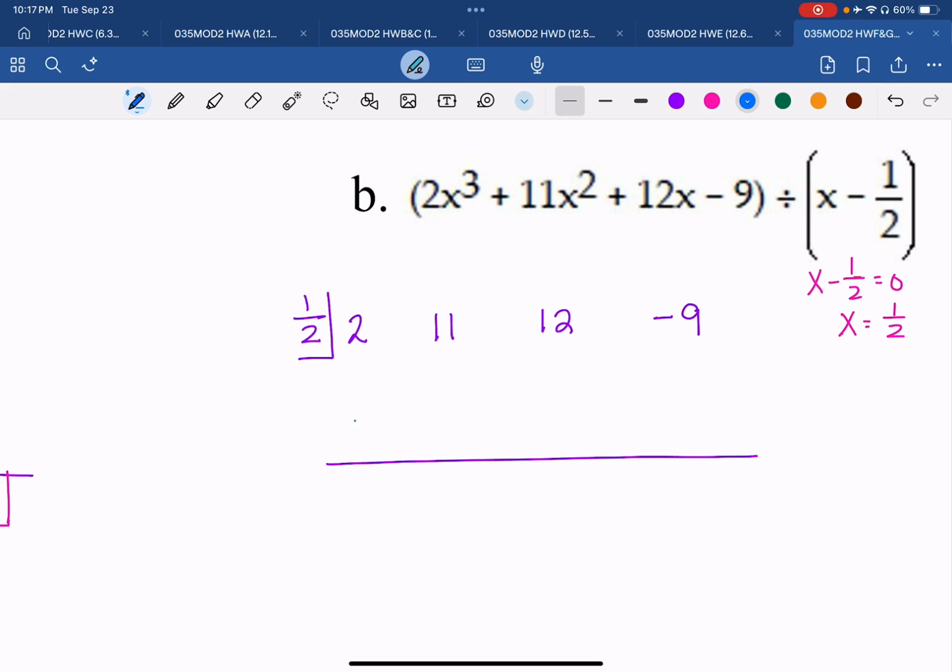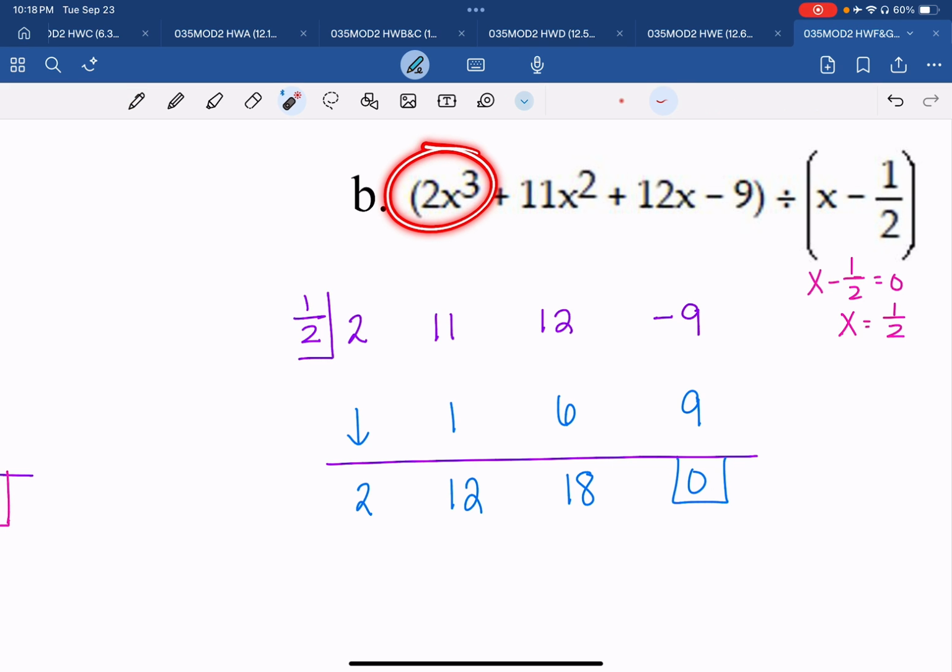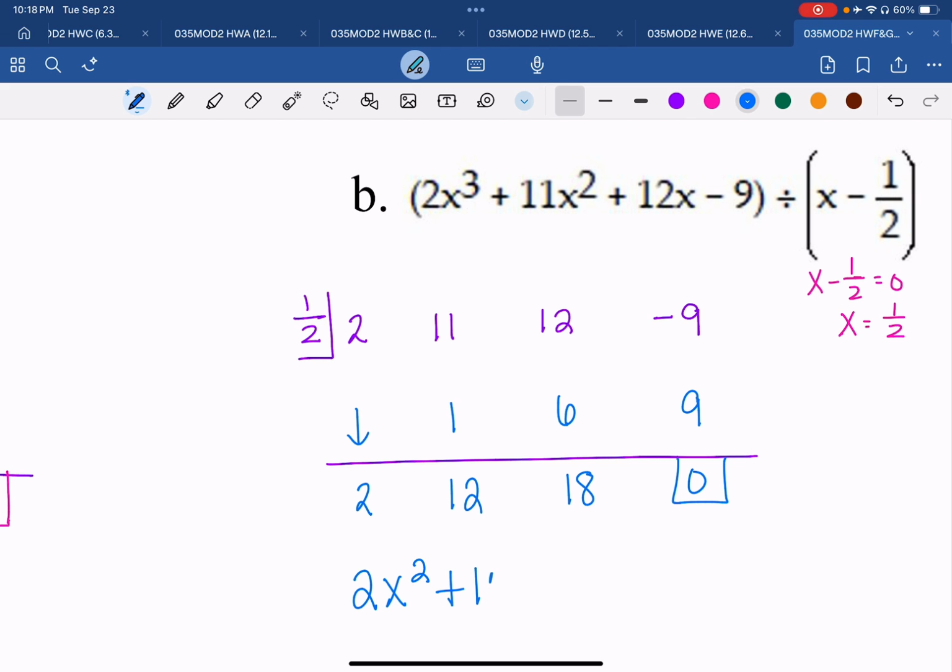All right, so we're going to start by bringing down the 2. So 2 times 1/2 is 1. Add those up and I get 12. 12 times 1/2, 6. Add those up, I get 18. 18 times 1/2, 9. Nice 0 remainder. Again, it drops by 1 exponent. So since I started with x cubed, that means this is going to be 2x squared, 12x, and 18.